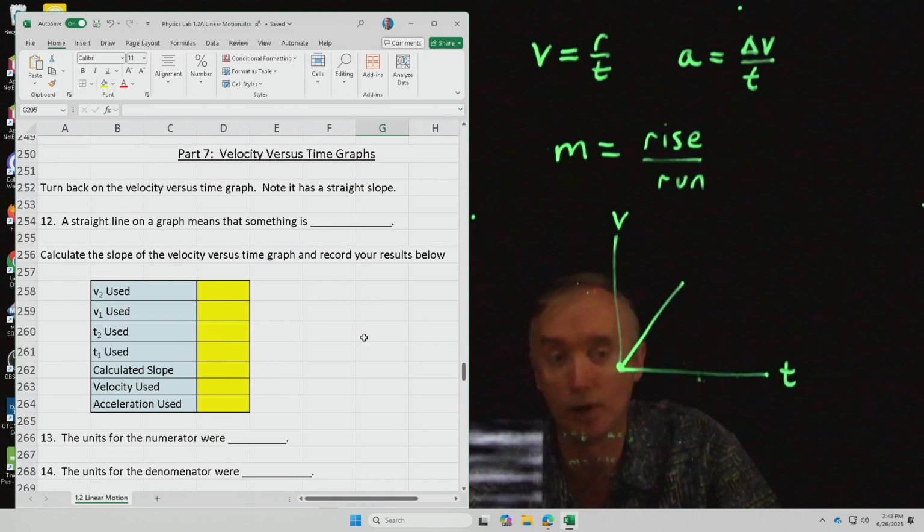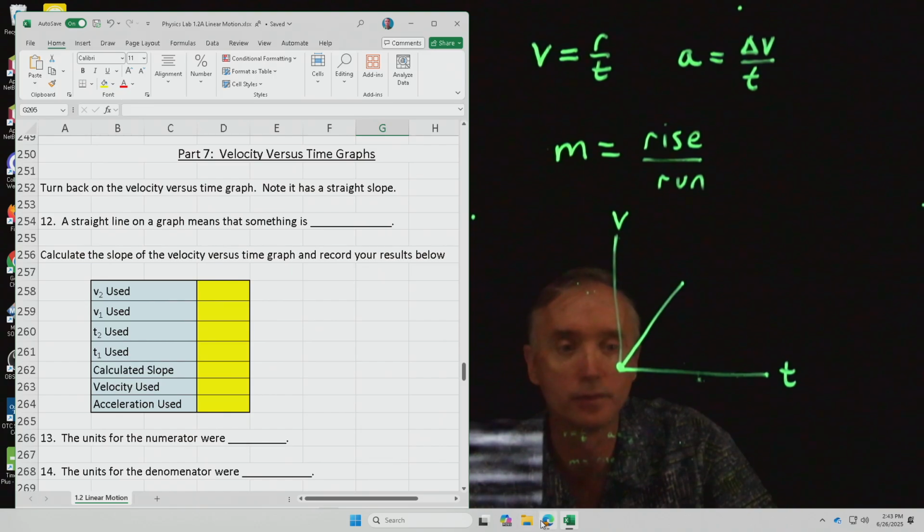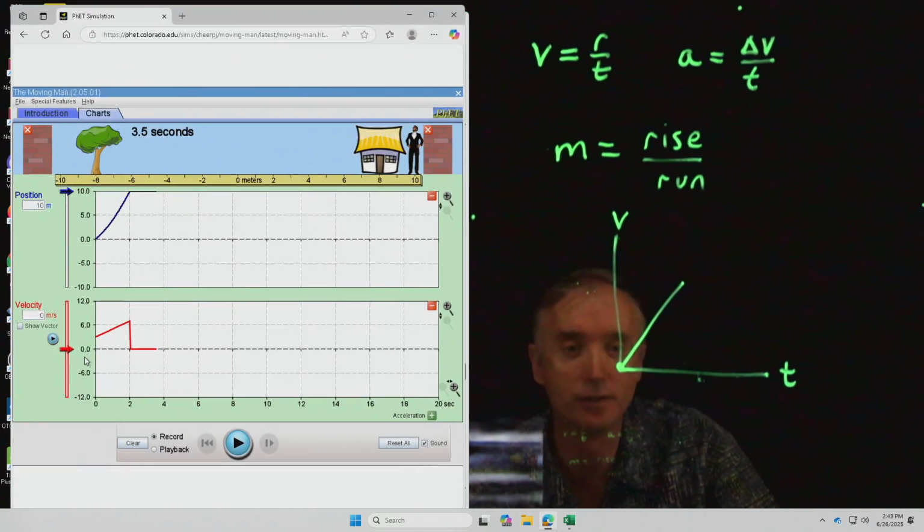Calculate the slope of the velocity versus time graph and record your results below. Now on the previous one, you remember that I said that you could use 0, 0 because on the previous graph it went through 0, 0. But if we go back to here, we can't do it. So you see it's going through right there. Now one of the two numbers is going to be a 0. So the time t1 would be 0, but it's going to have another velocity. So again, you need to pick two numbers along this line and then calculate the slope.